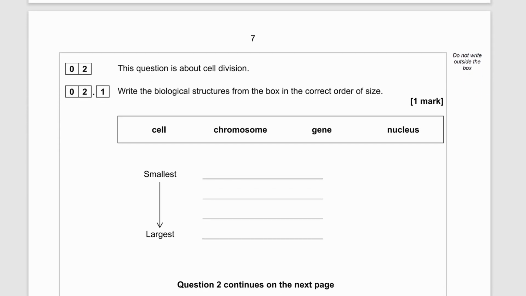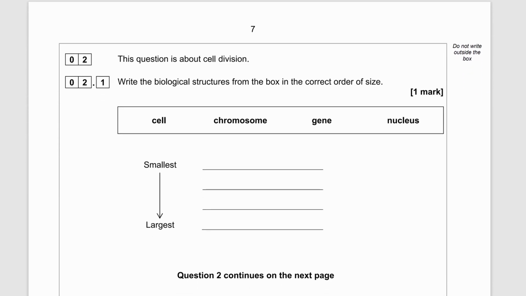Question 2. This question is about cell division. 2.1. Write the biological structures from the box in the correct order of size. So we need to go from smallest to largest using these terms.